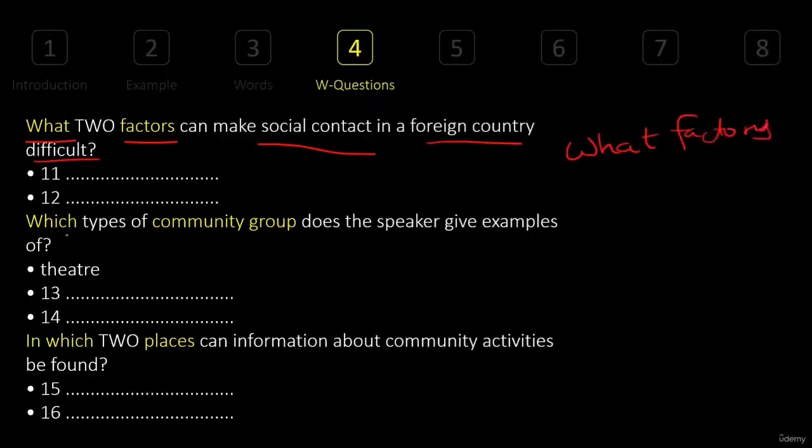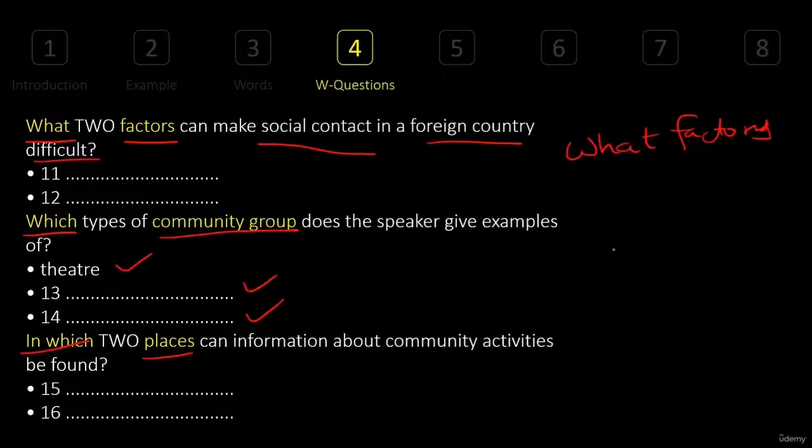In the second one, you can see which community group. So there must be names for community groups. First they have given an example, theater. Watch out for these examples as well. Now we have 13 and 14 where you have to provide a community group. Number three, in which places. So in which 2 places means again they have to talk about places. So you see, this is how we guess the answer by understanding the question itself.